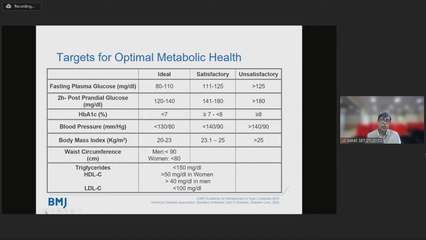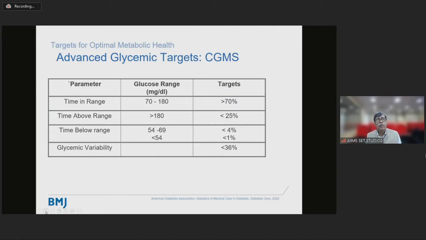The HDL targets, I must confess, we do indicate them, but they are not usually very easy to manage in Indian people. For those of you who use a CGMS, especially for people with type 1 diabetes, I thought for the sake of completion, I would provide these data. So the CGMS gives you information of time spent in range. The range there is 70 to 180. Time above range, which is more than 180. Time below range, which is 54 to 69 or less than 54.